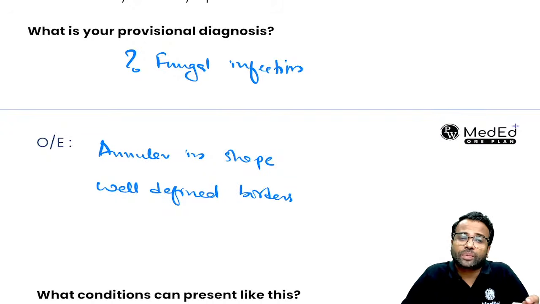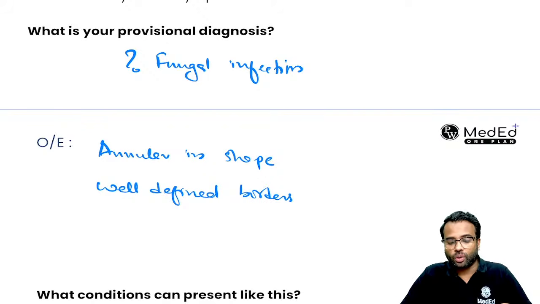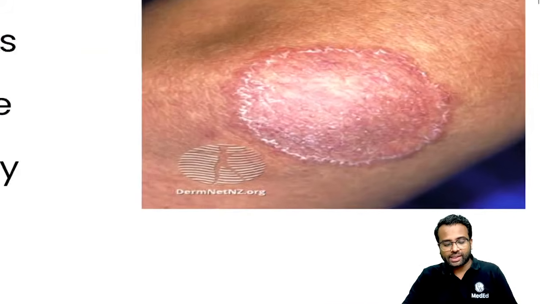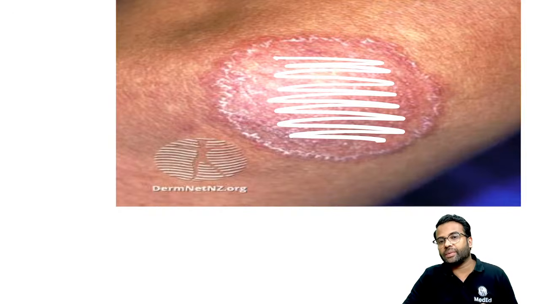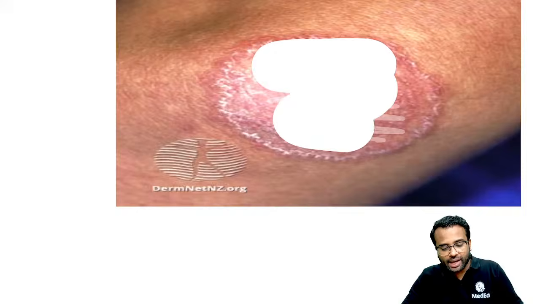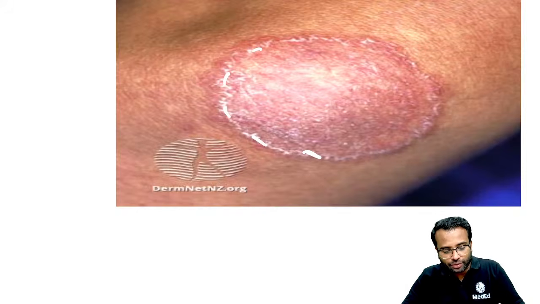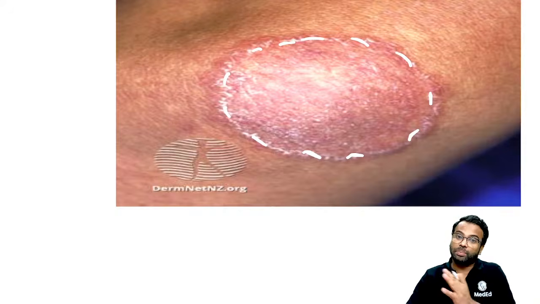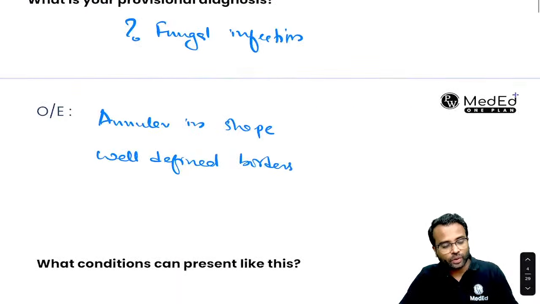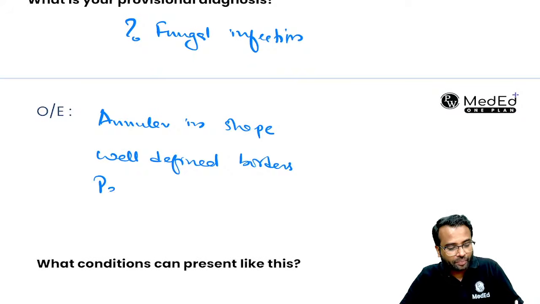And third, it is about the scaling that we will talk about. So in this image, where do you see the scaling? Do you see that the scales are present throughout the lesion, or is the scaling present towards the periphery of the lesion? Here you can see that the scaling is present towards the periphery of the lesions, right? So here you can see peripheral scaling.